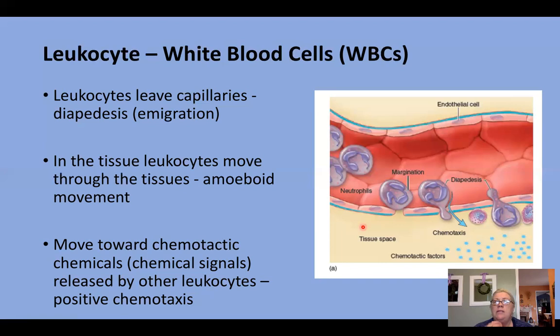Amoeboid movement is when the cells extend their cytoplasm towards one way, and then they kind of suck the other cytoplasm towards that way.